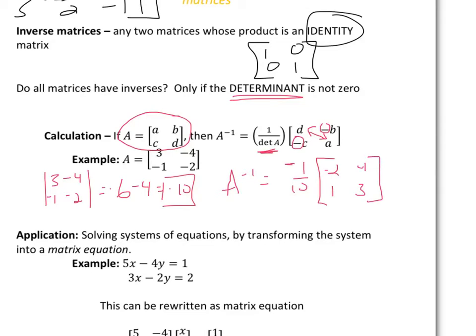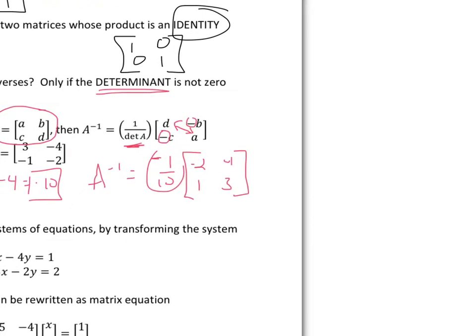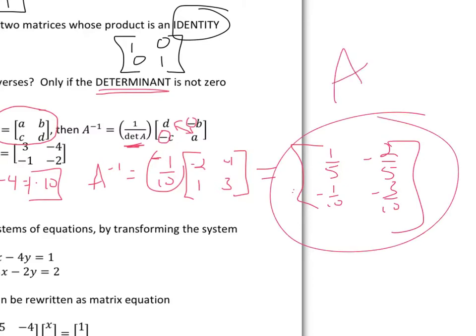Now, the last step here, before you're done, is you have to take your scalar and distribute it into all of your elements. And that'll give us your final answer here, which is 1/5, -2/5, -1/10, -3/10. So what that means is this inverse of A, if we multiplied it by our original A, you'd get the identity 2x2 matrix.